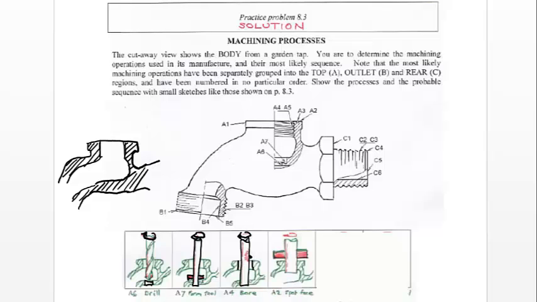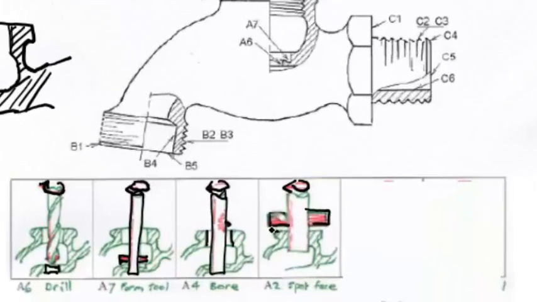Next in line is A2. So A2 is this process. What we're going to be doing is spot face, indicate the direction of rotation. So spot facing will allow us to have a very smooth surface on the top.